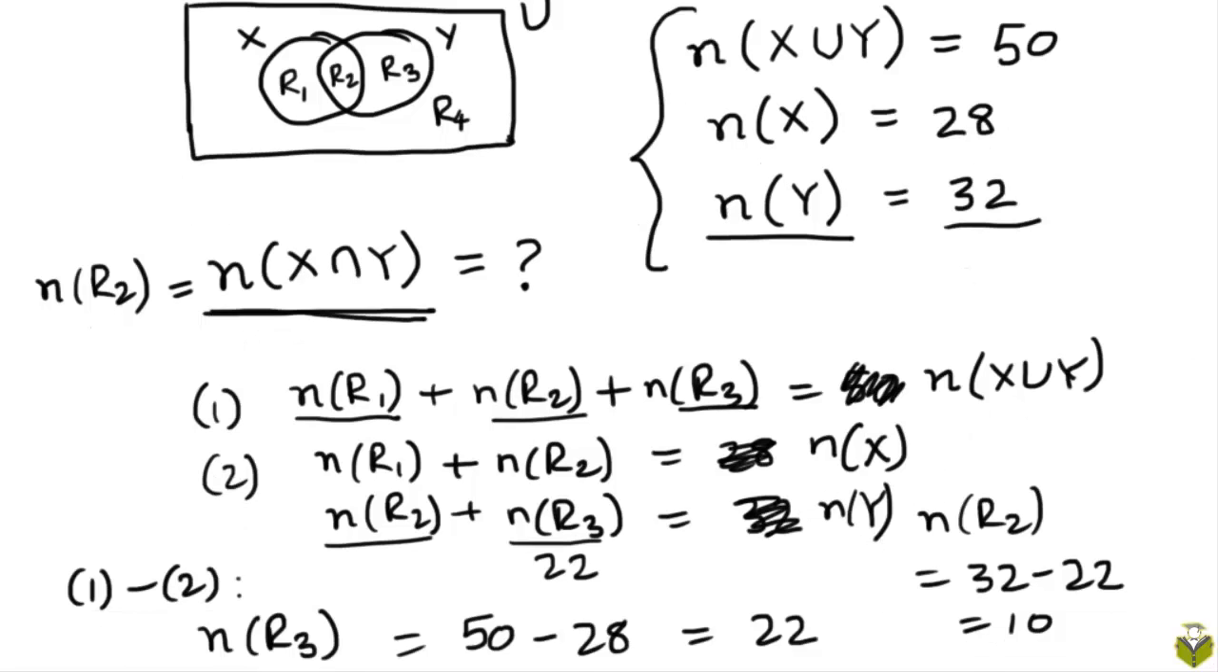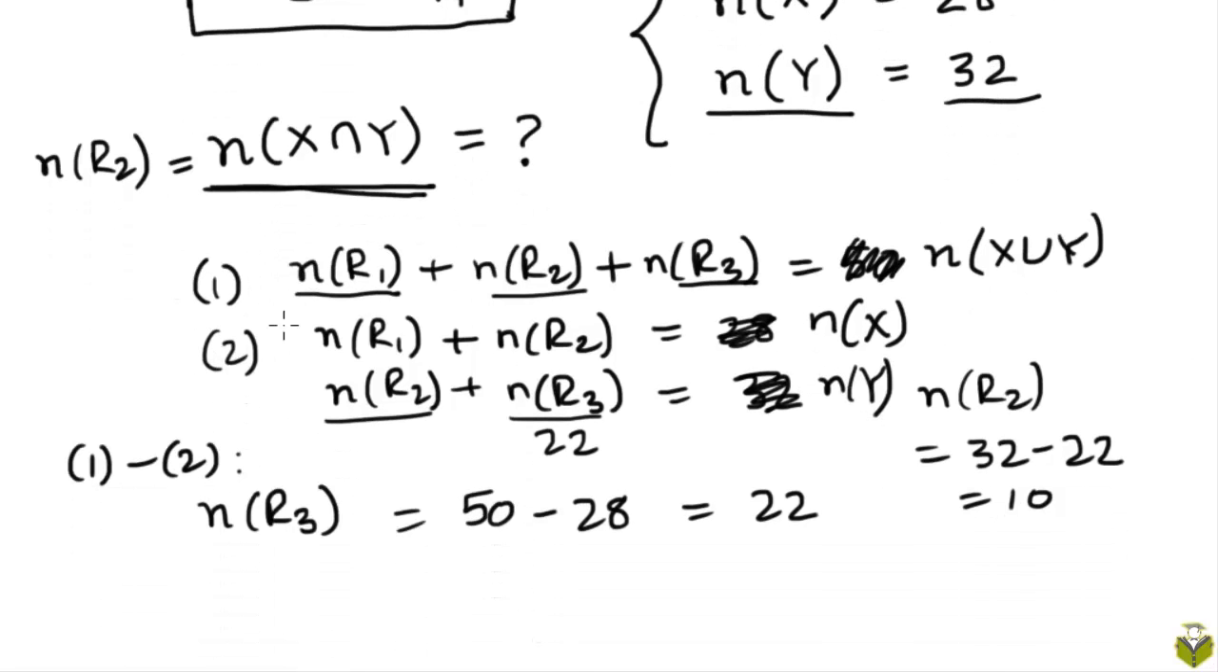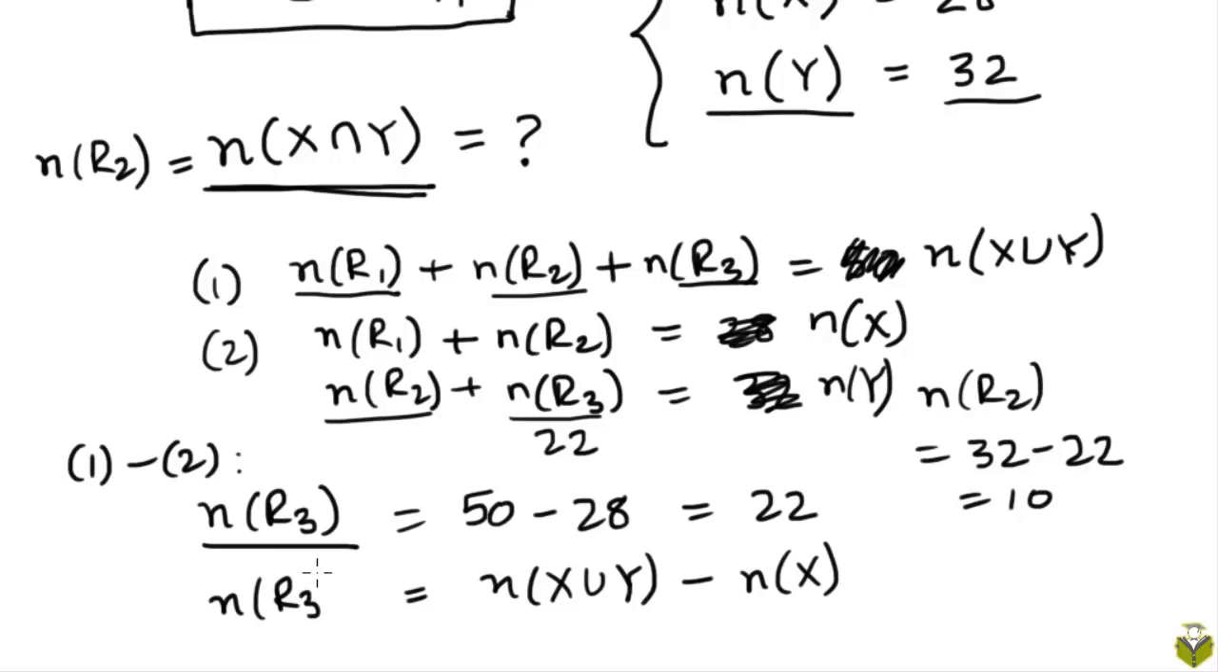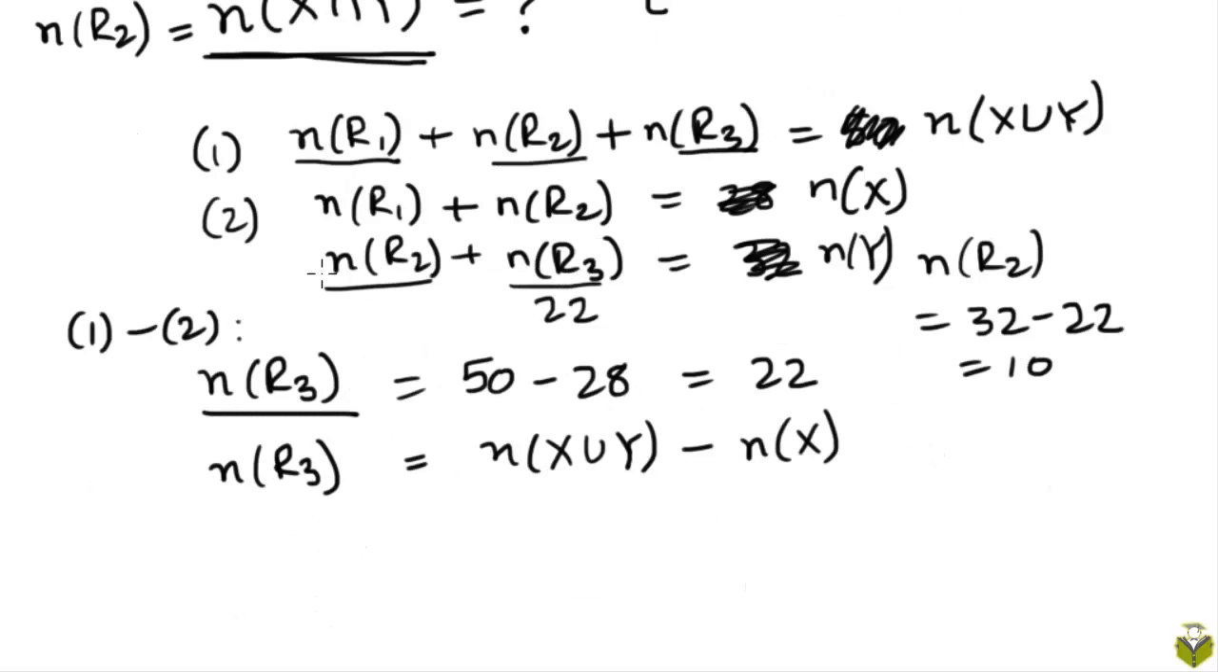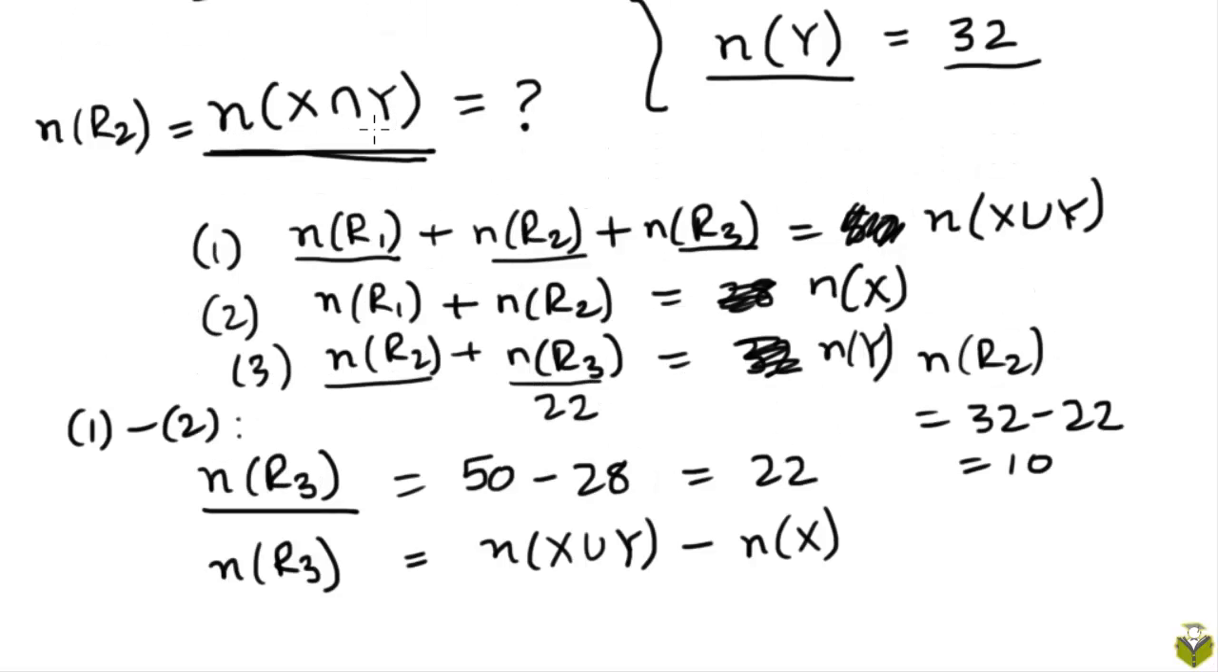set Y. So if we subtract the second equation from the first equation, we'll get the number of elements in R3 to be n of X union Y minus n of X. This is the number of elements in R3. And then we can use the third equation to calculate what the number of elements in X intersection Y is, because that's just the value of this variable.